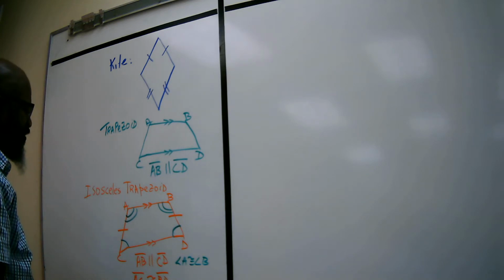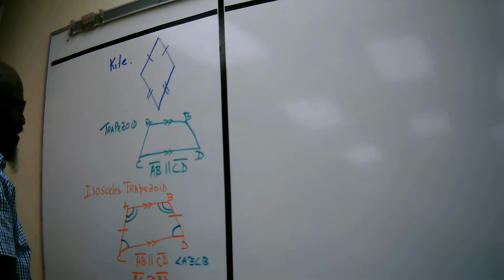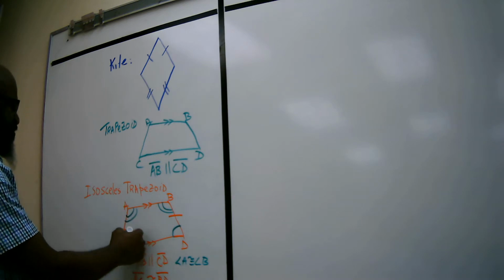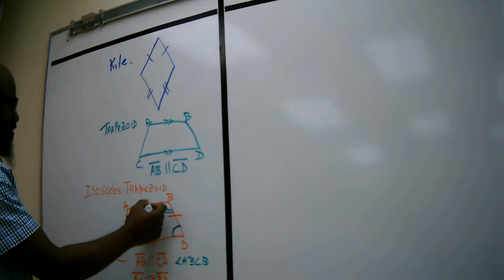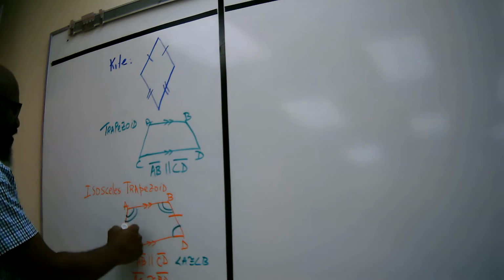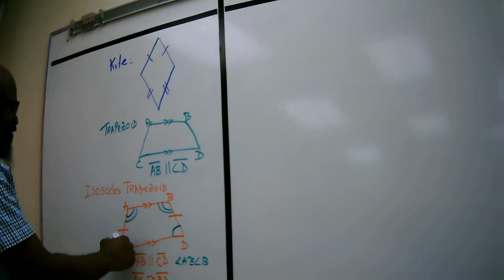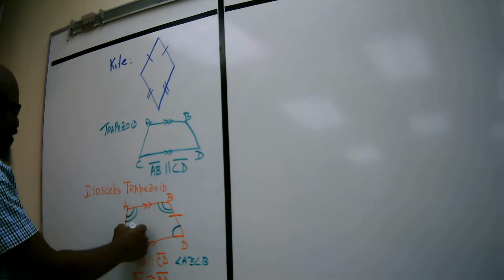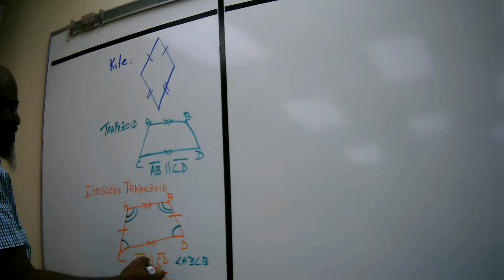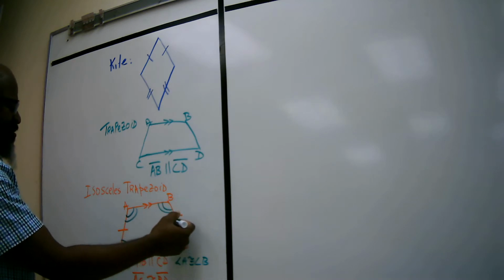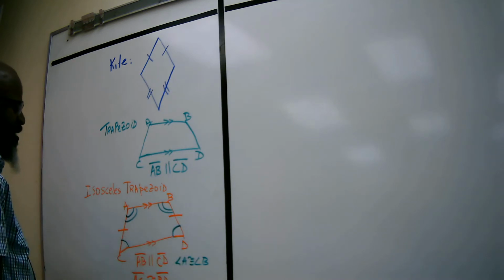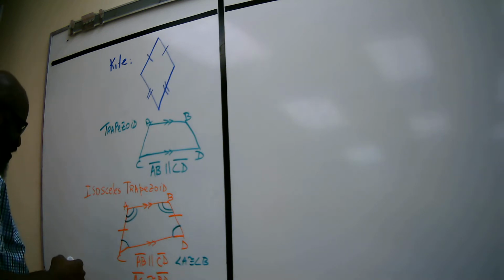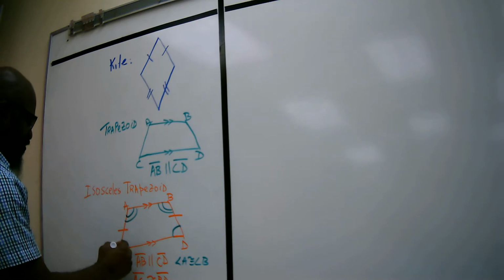And in the trapezoid also, since the bases are parallel, your AC becomes a transversal, so angle C plus angle A will be supplementary, and angle B plus angle D are supplementary. In an isosceles trapezoid, diagonals are congruent. Those are properties that you will have to know.